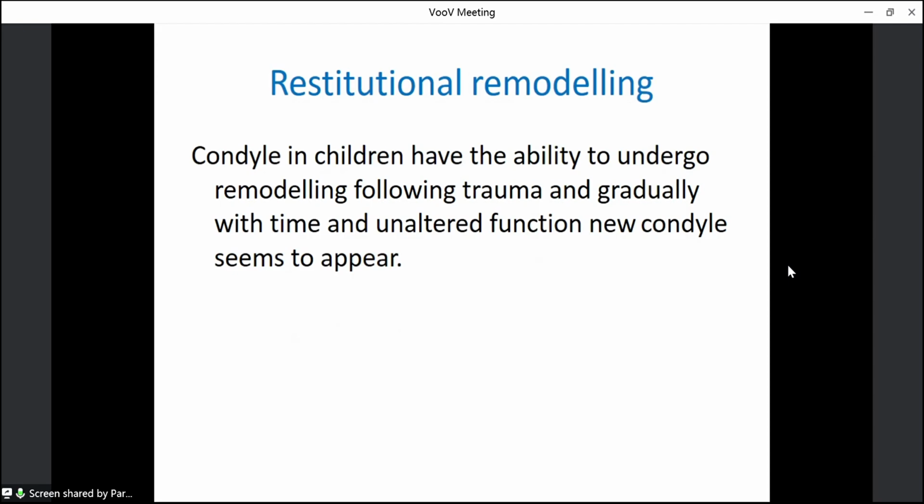You don't have to do anything. Neither do you have to do surgery, nor intermaxillary fixation. Just advise them mouth opening exercises, and the new condyle will form itself. You don't have to worry. This process is known as restitutional remodeling. Restitutional remodeling is present only in pediatric patients. This question has been asked many times. It means that whenever there is a condyle fracture, the new condyle will form itself with time.